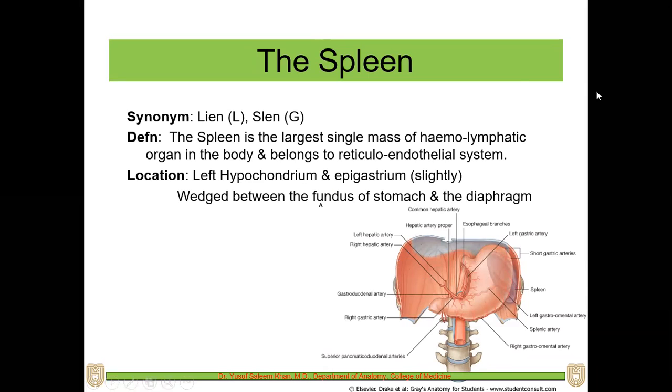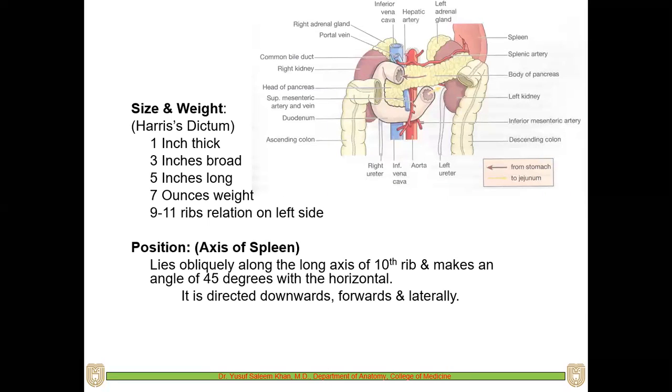It is wedged between the fundus of the stomach and the diaphragm. If you see here, it is compressed between the diaphragm and the stomach, especially when the stomach is full. So that's what the word wedge means. Wedge means it is compressed between two structures, the fundus of the stomach and the diaphragm. The shape is wedge-shaped or tetrahedral, and the weight and size are given by a dictum called Harris's dictum. So it is 1, 3, 5, 7, 9, 11.